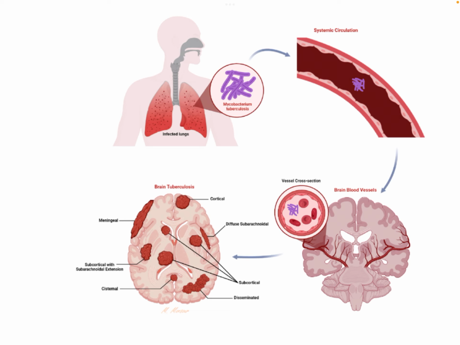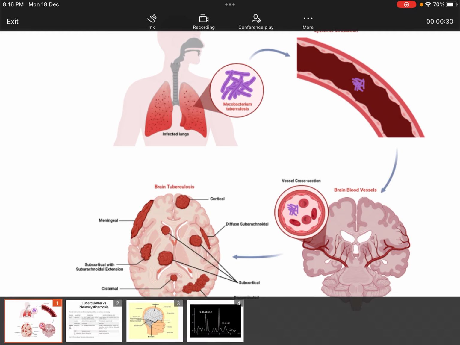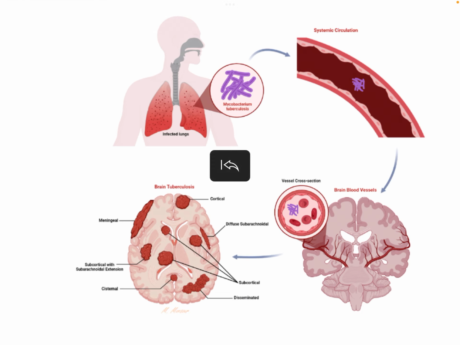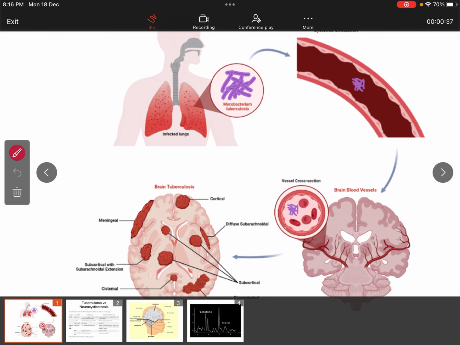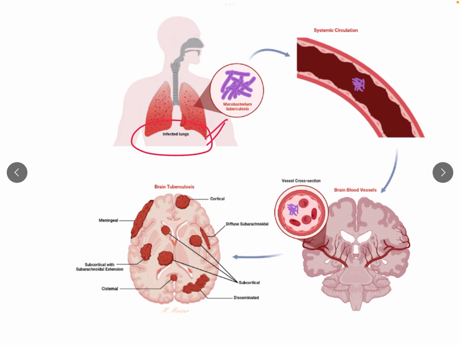So first we should understand how brain tuberculosis develops. There is a primary focus in the lungs, that is Mycobacterium tuberculosis, that goes into the systemic circulation and reaches the brain. Second is seeding, causing development of tuberculoma or CNS tuberculosis. So remember that the lung is the focus in 80% of cases.